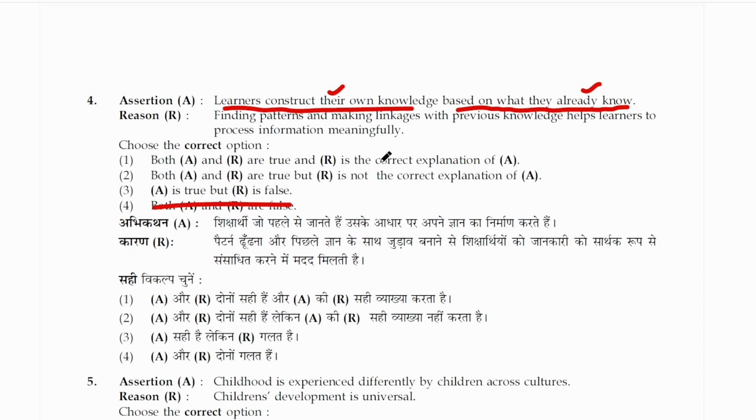Let's see the reason. Finding patterns and making linkages with previous knowledge helps learners to process information meaningfully. So not only is this true, this explains A. It is because learners find patterns and linkages, meaningful linkages, that will help them process information meaningfully. That is why learners can construct their own knowledge. So in this case, both A and R are true, and R is the correct explanation of A.